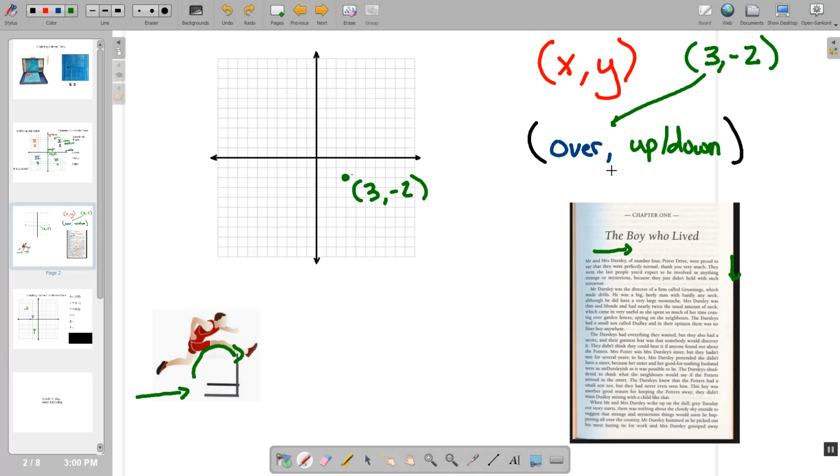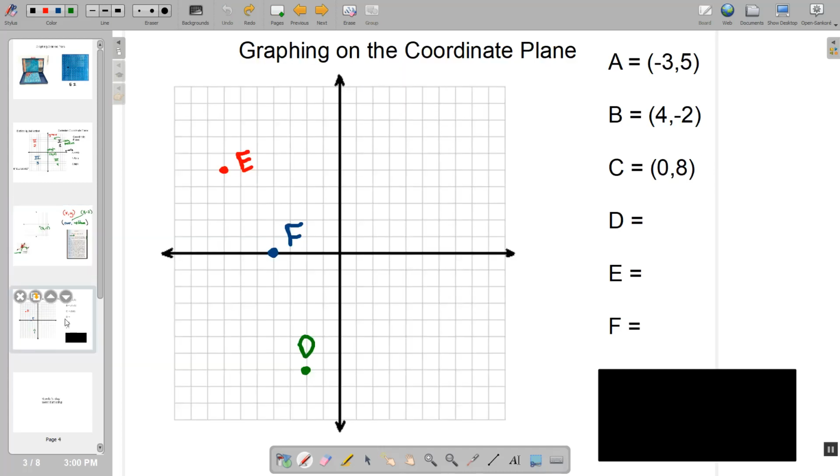So, over before up or down. Okay? Let's do a few examples together. We're going to graph on the coordinate plane. I gave you 3 points on the left. I also gave you 3 other points on the right. Our goal is to take these points and graph them over here, and then take these points and write them to the right. So point A, we're going to start with first.